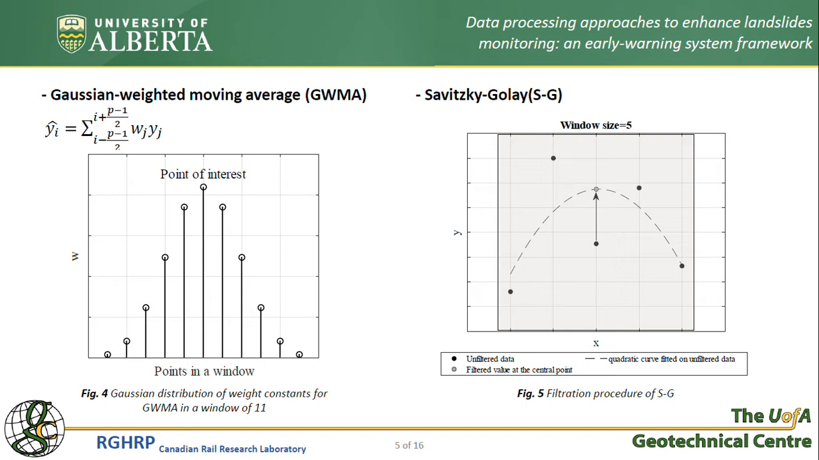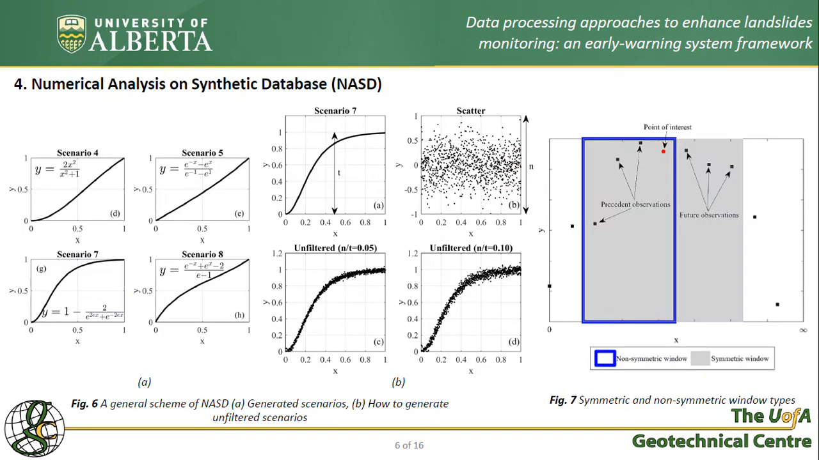The next filter also was Savitzky-Golay, or SG. This filter also works on a window basis, but fits a polynomial curve on the points in the window and computes the filtered value using this fitted curve.